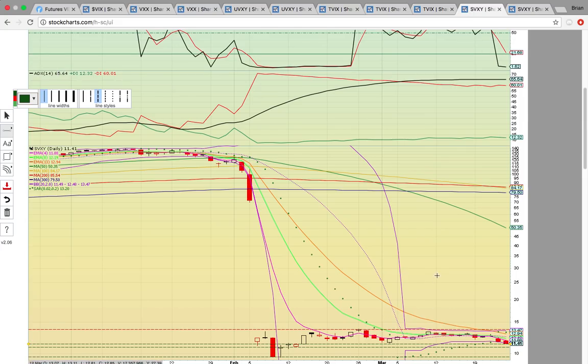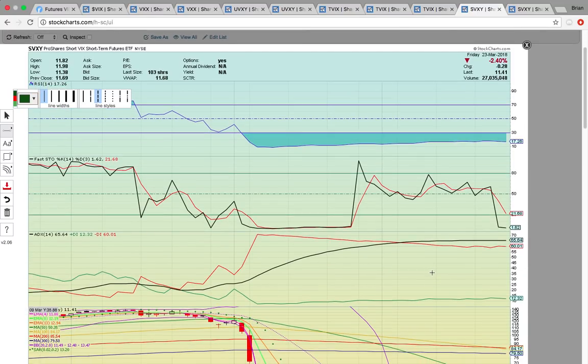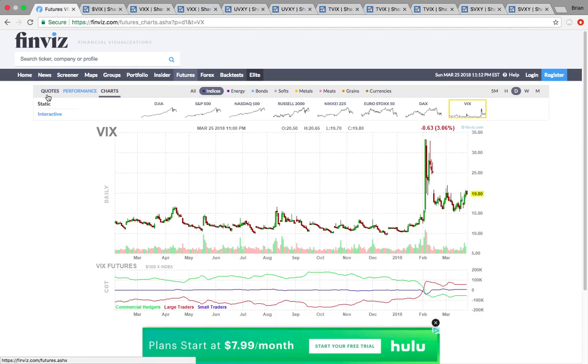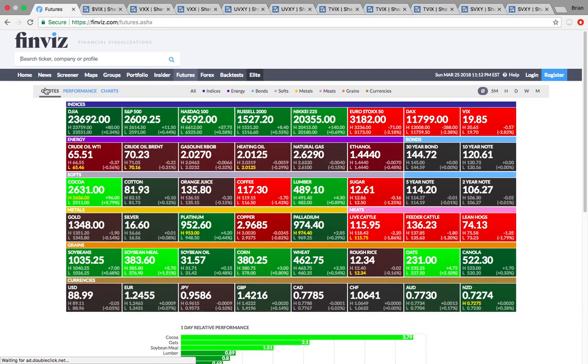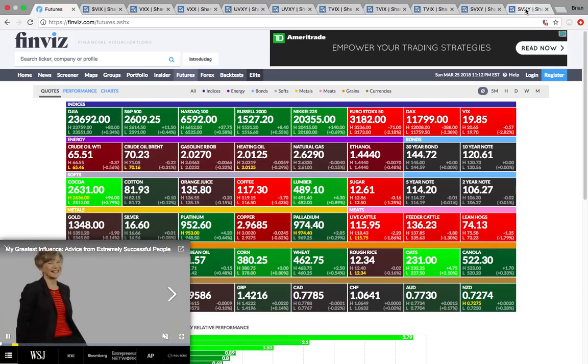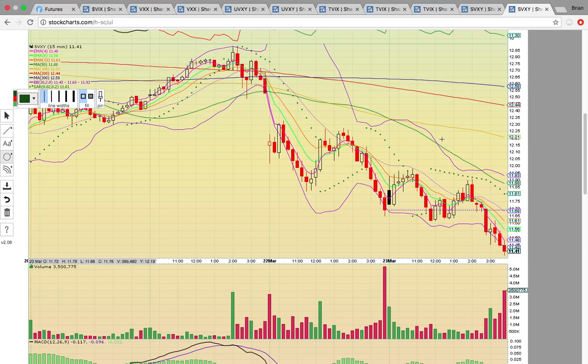Okay, then let's look at SVXY to finish up here. This is the short VIX, short-term futures ETF, and so this goes up when VIX goes down. So if VIX is under pressure, we'll look here and see where it's at. It's down 2.8% right now, and tomorrow everything could change. The markets could be 300 points down and VIX could be running. But we'll keep an eye on SVXY.